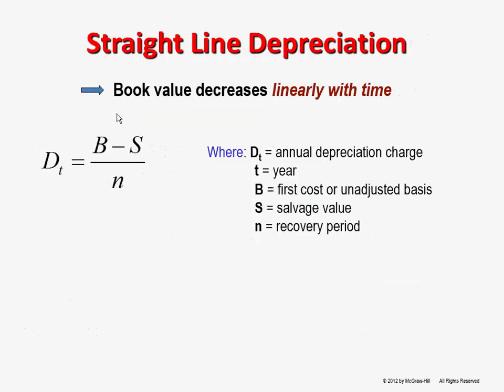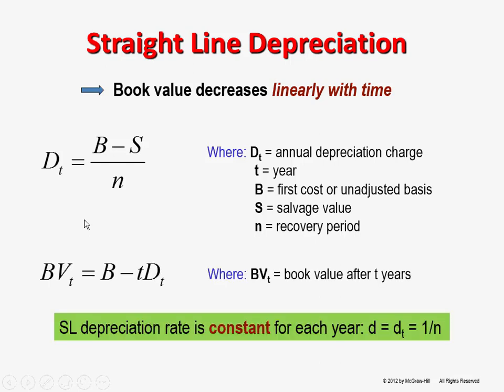Here's the formula for straight line depreciation. It's really simple. It's just the initial cost, the beginning cost, minus the salvage, divided by however many years it's depreciating over. And so that tells you how much the item loses in a given year. And so the book value in a given year T is the beginning cost minus the cumulative decreases up until that point.